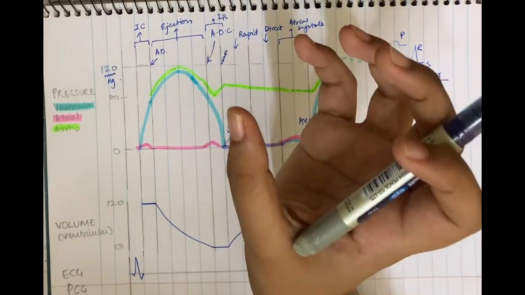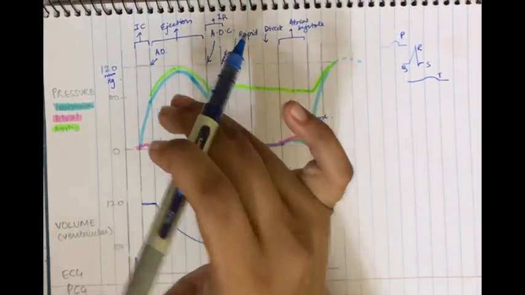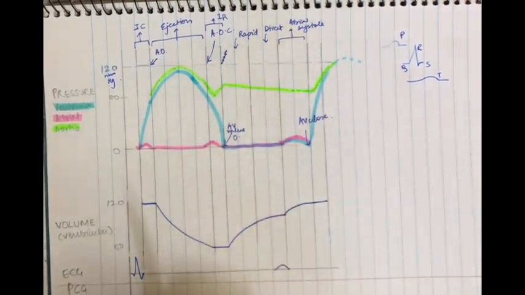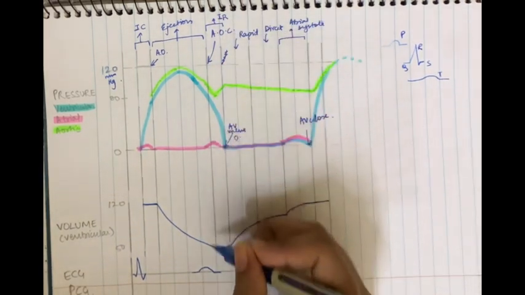Now, systole, depolarization, all these words are again very well explained in several videos on YouTube. Please go check them out. So coming back, you get your T wave somewhere here right before the ventricle relaxes.